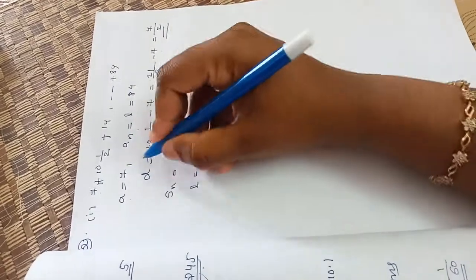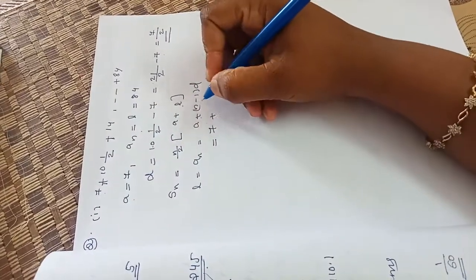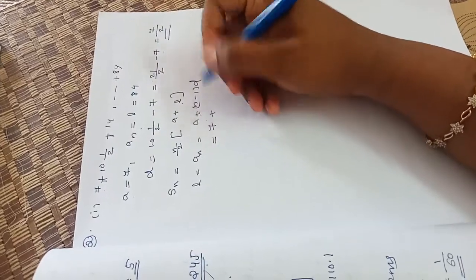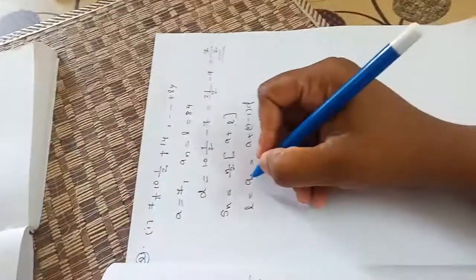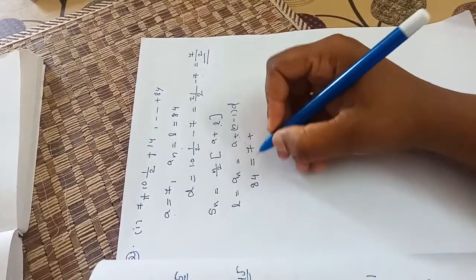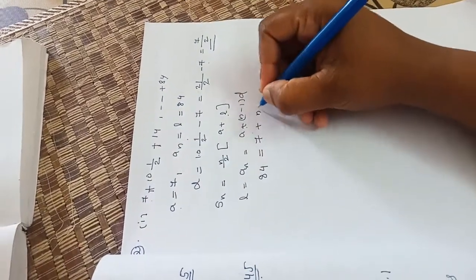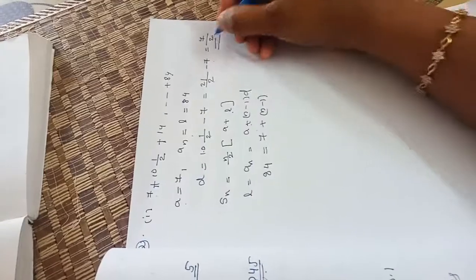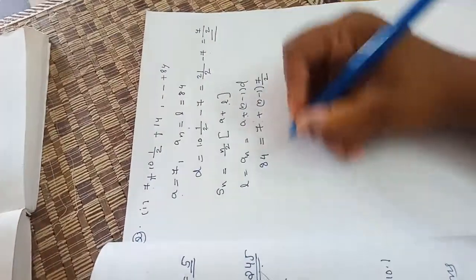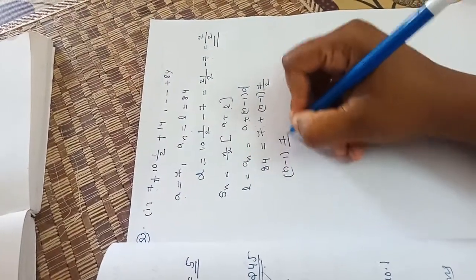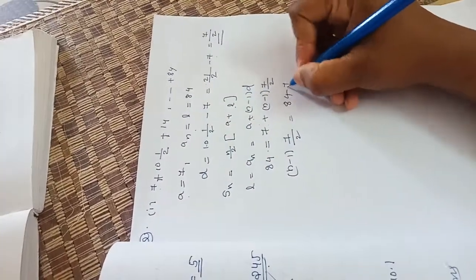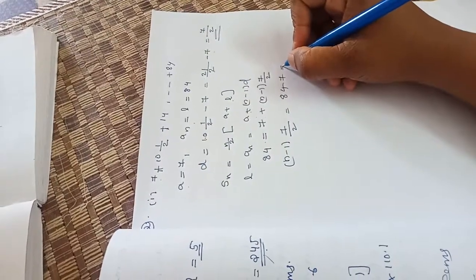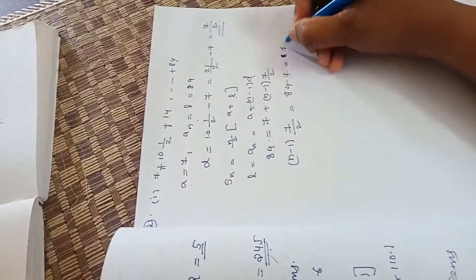So A is equal to 7 plus n minus 1. We don't know the value of n minus 1, but we know what an is. An is equal to 84, so I am substituting an is equal to 84 here. What is D? 7 by 2. So n minus 1 into 7 by 2 is equal to 84, and 7 comes here as minus 7. 84 minus 7, so you will get 77.